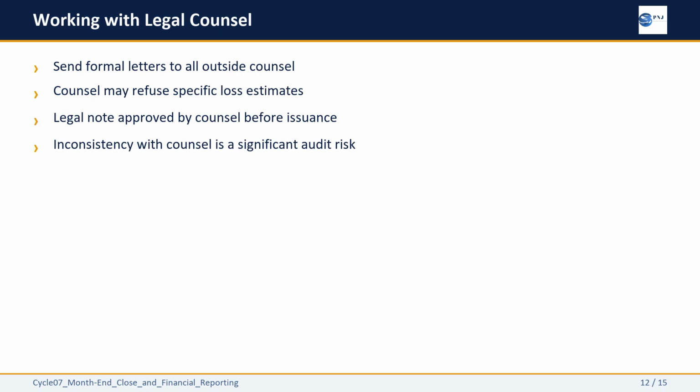Here is the friction. Lawyers are often reluctant to give specific estimates because those numbers could become discoverable and used against the company. The accounting team must then use all available information, including management's own assessment, to set the accrual and disclosure. The legal note must be approved by counsel before issuance, because any inconsistency between the accounting and counsel's view is a significant audit risk.